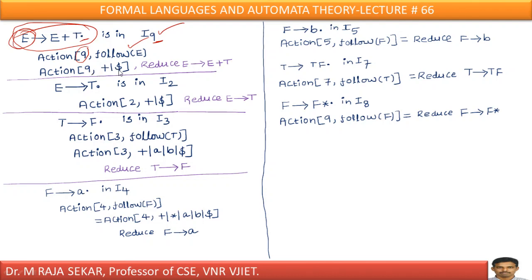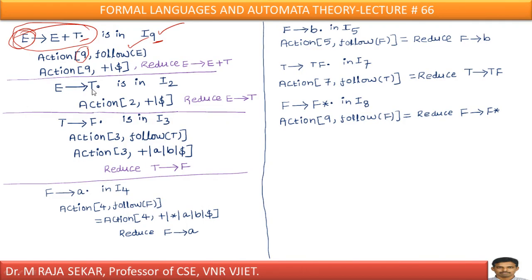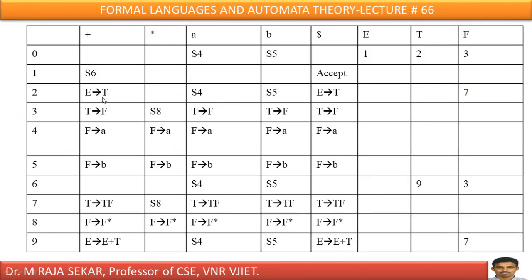In 9 comma plus and 9 comma dollar, I must write E goes to E plus T, isn't it? E goes to T dot is also in a final state as I cannot move this dot. It is present in I2, state number 2. Follow of E is plus or dollar. So 2 comma plus and 2 comma dollar, I must write E goes to T.